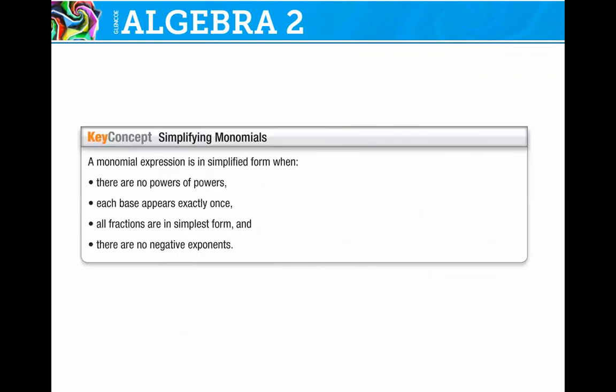Simplifying monomials. A monomial expression is in simplified form when there are no powers of powers. Each base appears exactly once. It means if we have x, you must collect the x's. If you have 3 or 4 y's, you must collect the y's. All fractions are in the simplest form. If you have any fraction, you must simplify it and get the simplest form. There is no negative exponent. If you have any negative exponent, we need to get rid of this negative sign.